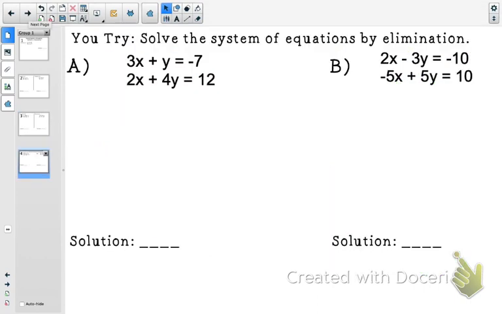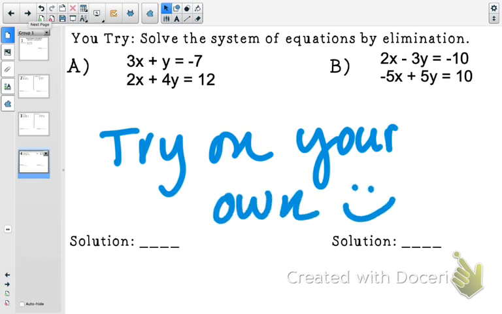Try these 2 U-tries on your own. Show all your work, and then you can meet with me over Zoom if you would like to check them.